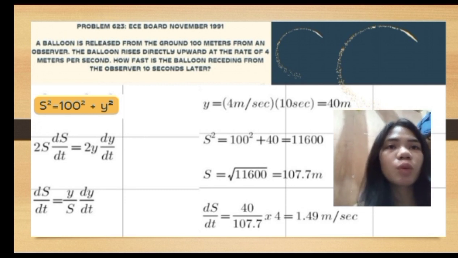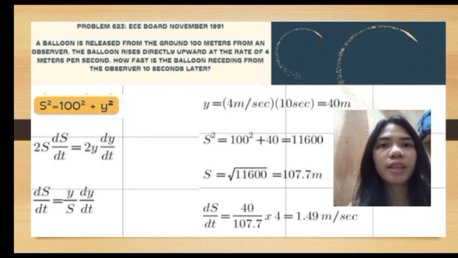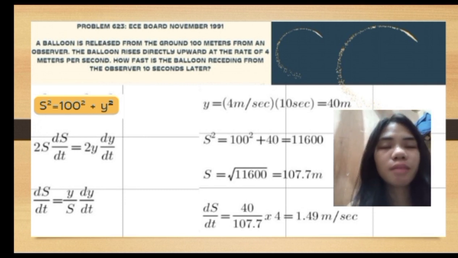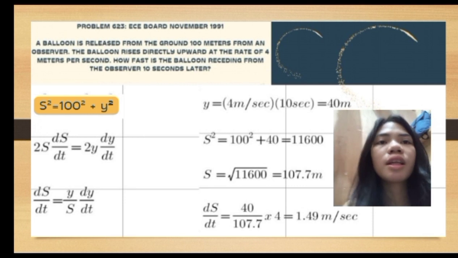Substitute y equals 40 meters into the first equation to find s. So s raised to 2 equals 100 squared plus 40 squared, which equals 11,600. So s equals the square root of 11,600, which equals 107.7 meters.